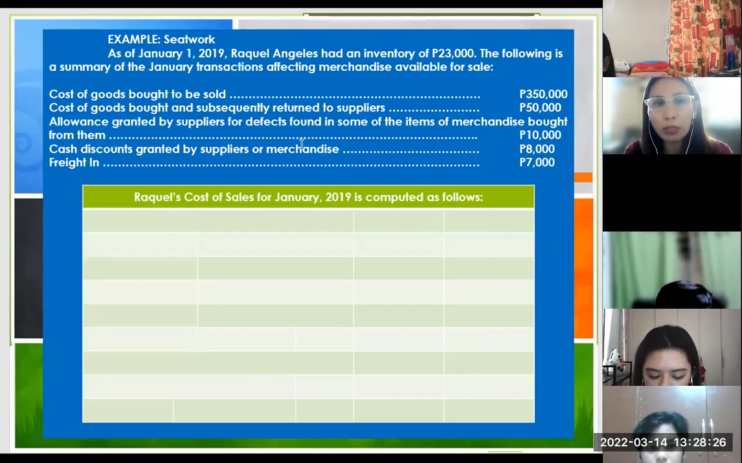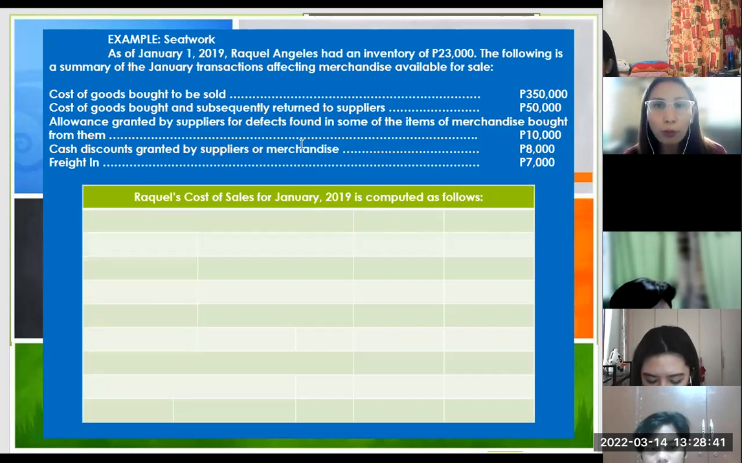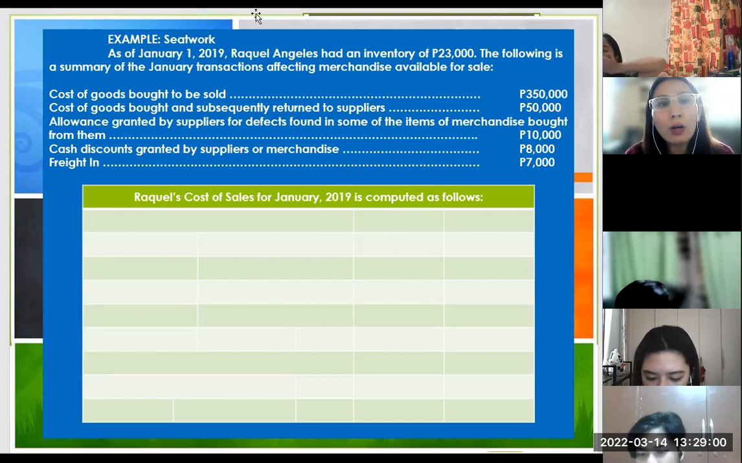As of January 1, 2019, Raquel Angeles had an inventory of 23,000 pesos. Okay? Naka-specify, meron siyang inventory, 23,000 pesos. The following is a summary of the January transactions affecting merchandise available for sale.